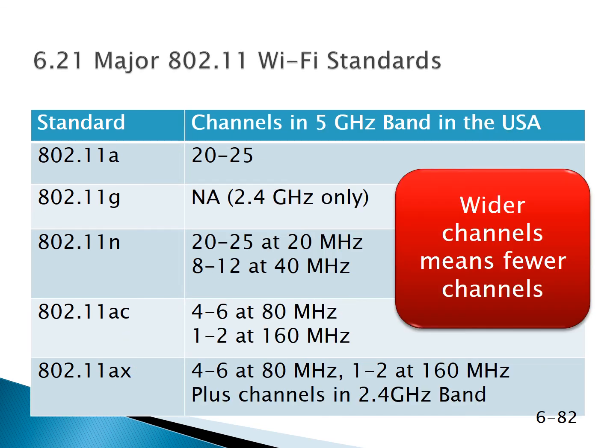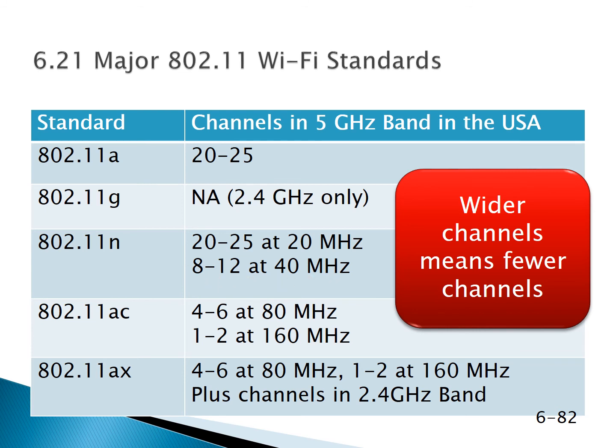This table compares the number of channels and also the channel width in the major Wi-Fi standards. It's only looking at the 5 gigahertz band in the USA. For A, there are 20 to 25 channels, and G is mainly just using the lower frequency band. And then for N, there are actually two choices. If you go for a channel width of 20 megahertz, then you can have more channels. But if you have a wider channel, then you have fewer.